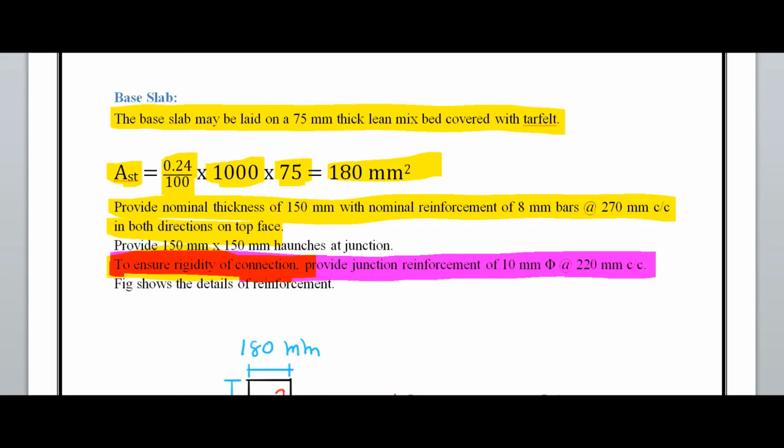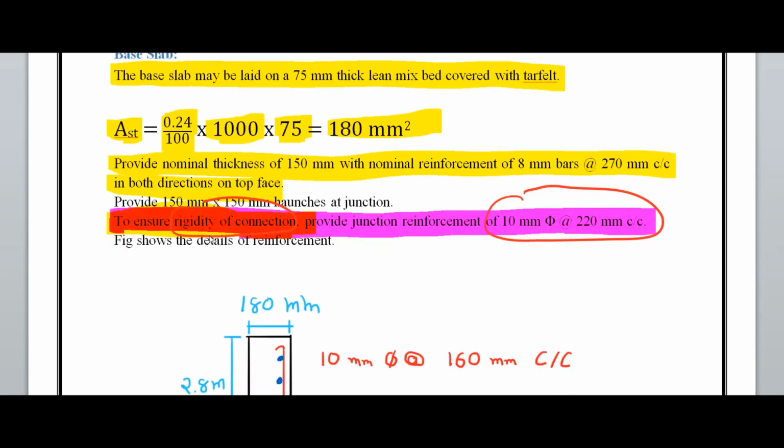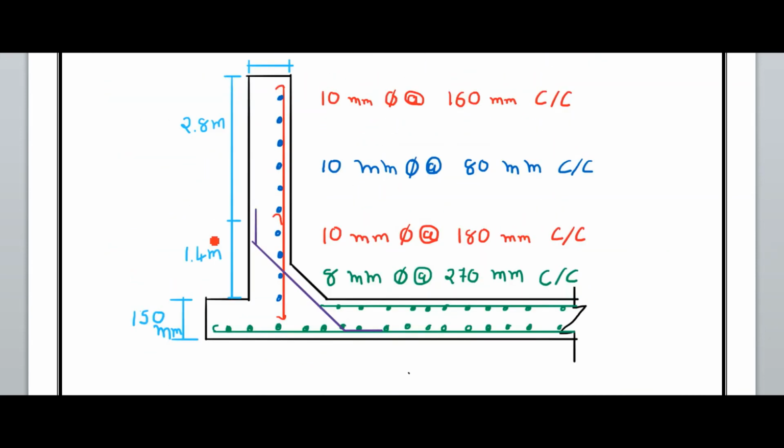These are the fixed assumptions. This is the rigid connection. Rigid connection means we provide this type of reinforcement. This reinforcement is provided for the rigid connection. Right? So our design is completed. You can draw the sketch here: 1.4, 2.8, 10 mm dia at 160, 10 mm dia at 80, 10 mm dia at 180, 8 mm dia at 270. So our design is completed here.